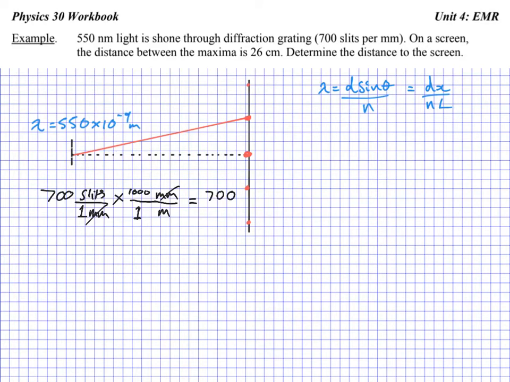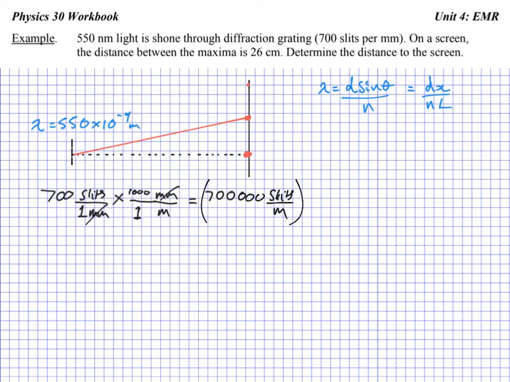700,000. Let's just remove some of my picture here. We don't need this side, so I can get rid of this. Let's get rid of this. We don't need that. Let's carry on. So 700,000, there we go. And now, oops, what am I doing? Slits per meter. What I actually want is the meters per slit.